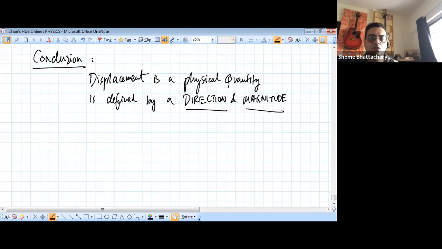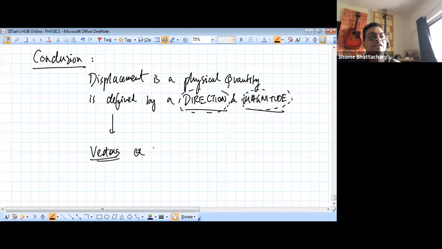What does magnitude mean? Amount. Like that value in kilometers. That is the magnitude. But the magnitude alone is not enough to define the displacement. We have to also define direction. So it is not direction or magnitude. It is and. So therefore, it is what we call a vector quantity.